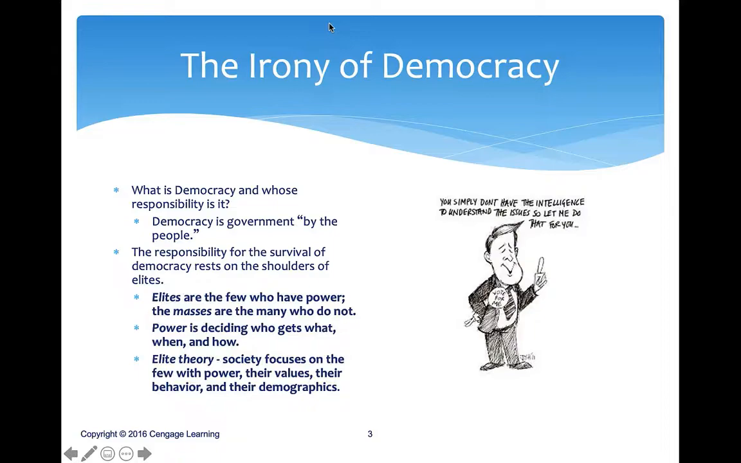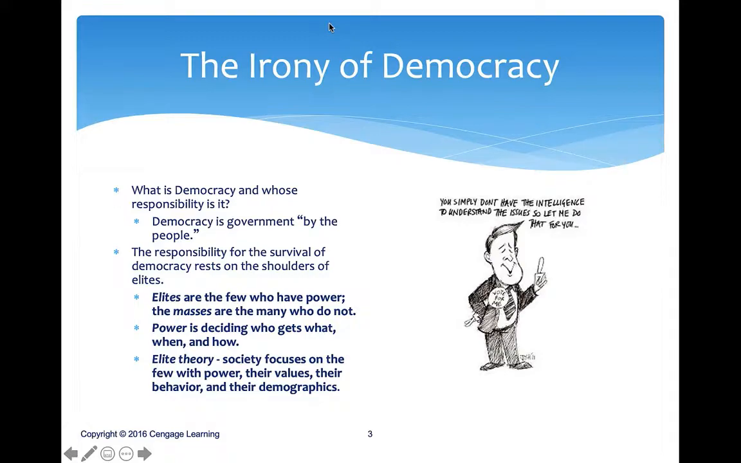So, elites are the ones that have power, the masses do not have much power. And there's a couple of definitions of power. Power is deciding who gets what, when, and how. And I also like to look at power as getting somebody to do something that they don't want to do. And I think that's another form of power, right?